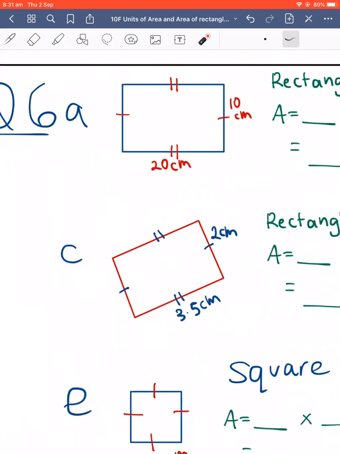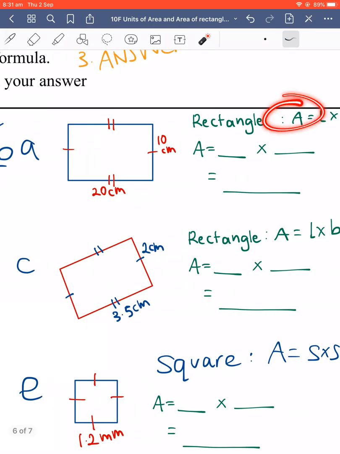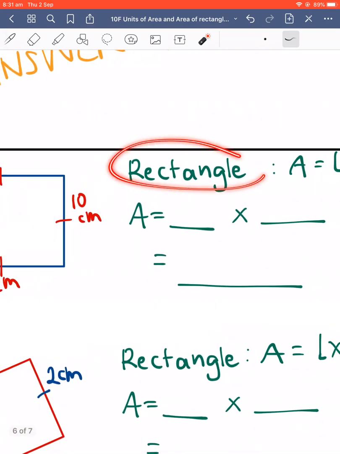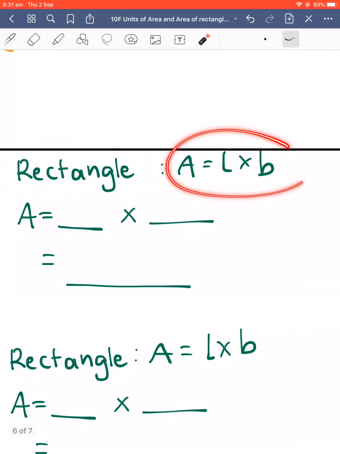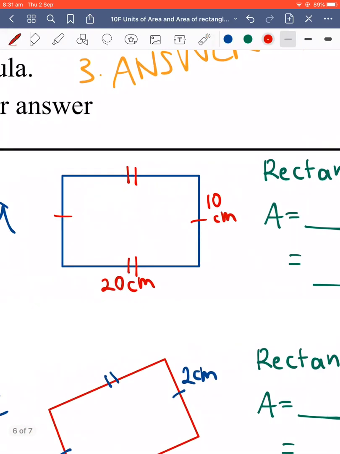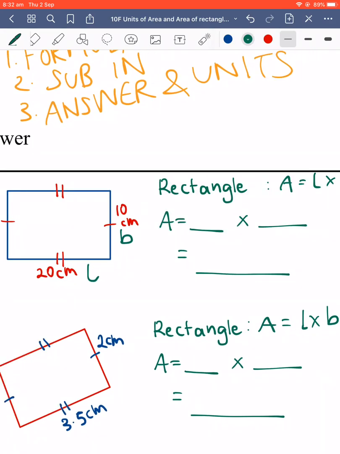Question 6. Now we have some rectangles and we have some squares, and we are asked to find the area of them. First thing you need to do for every single one of these is identify what the shape is, okay? And then write down our formula. The next thing we need to do is annotate our diagrams. So on here, I've got my length down here and I've got my breadth here. So let's substitute it into our formulas.